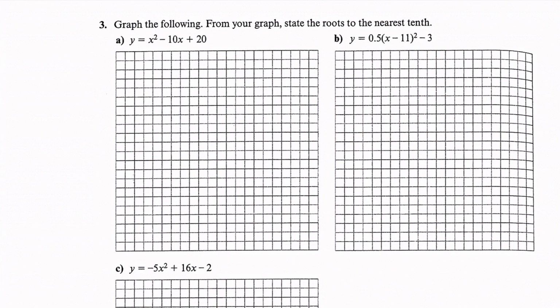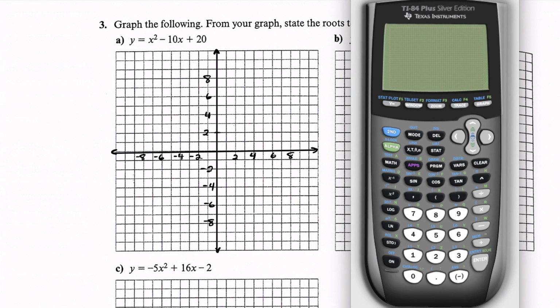So it says, graph the following from your graph, state the roots to the nearest 10th. So first I'm going to start by drawing my axes on my graph. And then I am going to label some points on there. So now that I have some points on my graph, I'm going to go to my calculator here, and I'm going to put in this function to help get some points.